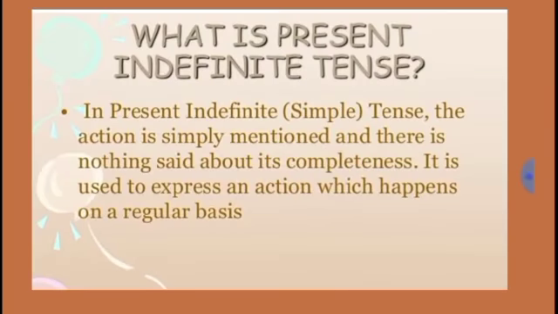Now what is present indefinite tense? Present indefinite tense is nothing but simple present tense. Okay, so the action is simply mentioned and there is nothing said about its completeness. Means they only tell you that the action is going. It is used to express an action which happens on a regular basis, that is, it is recurring. For example, the sun rises in the east. Every day that is happening. I take a bath every day. I go to school every day. Okay, like that.